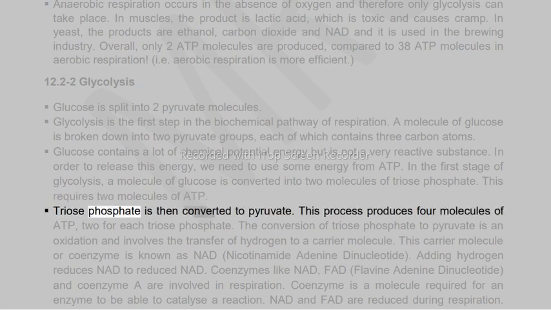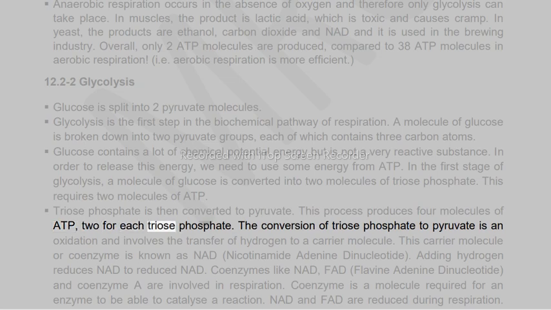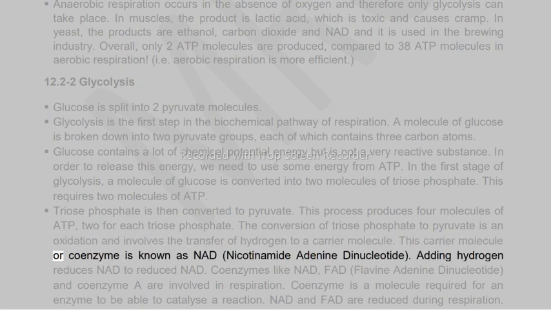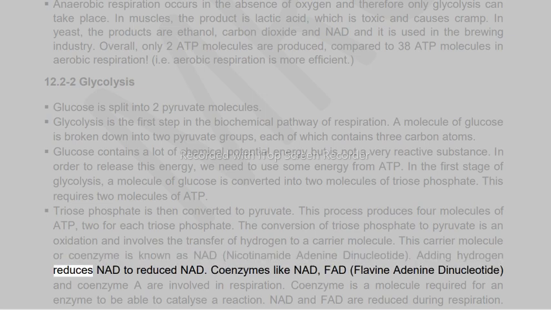Triose phosphate is then converted to pyruvate. This process produces 4 molecules of ATP, 2 for each triose phosphate. The conversion of triose phosphate to pyruvate is an oxidation and involves the transfer of hydrogen to a carrier molecule. This carrier molecule or coenzyme is known as NAD, nicotinamide adenine dinucleotide. Adding hydrogen reduces NAD to reduced NAD.